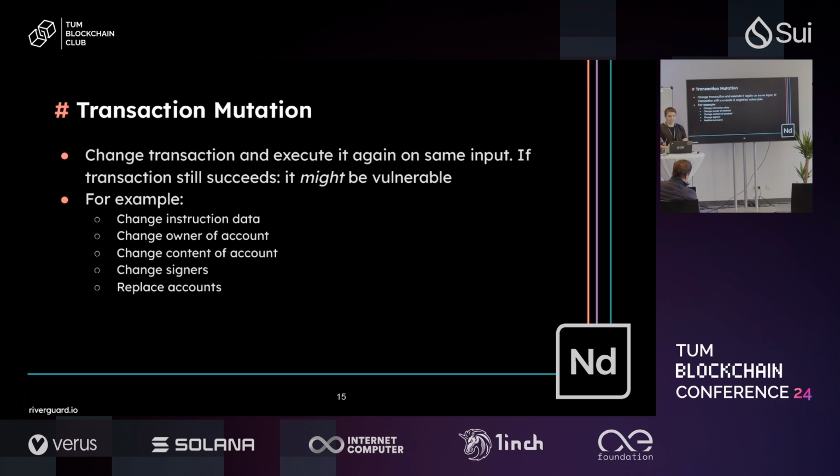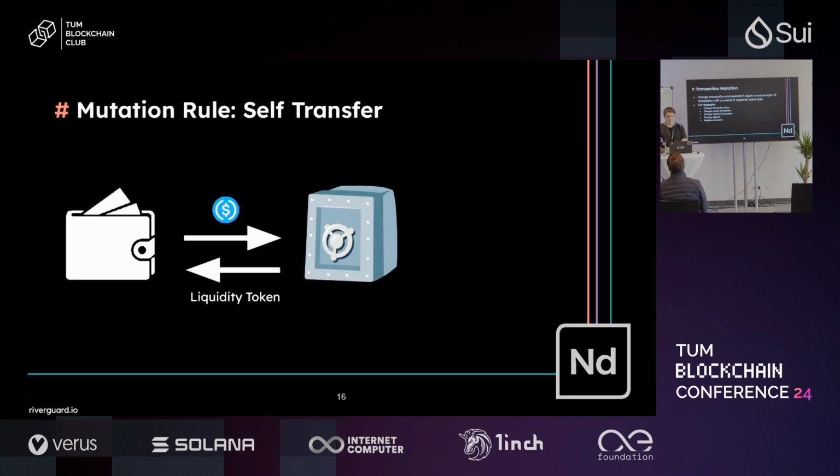And how does this transaction mutation work? Well, we take each transaction and then we mutate some input, like change the signers, change some accounts that are put into it, change the instruction data, and so on. And with all these different mutations, if the transaction still succeeds, we know there is something wrong. We don't know yet if it's a bug for 100%, but we know that we have to look deeper into it and maybe contact the developers to find out if it is a bug or not. And even without source, it is most of the time already possible to identify if it is exploitable or not.